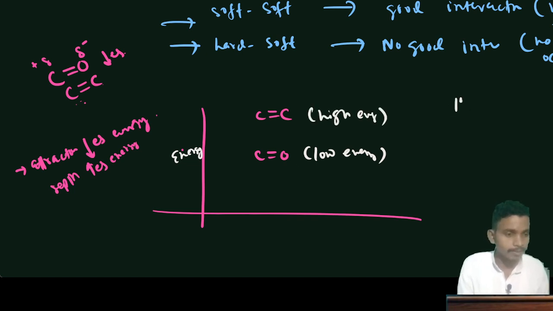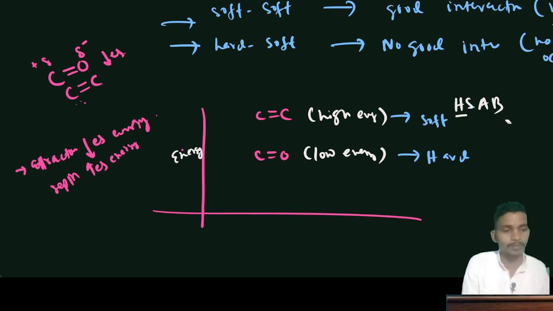So what does the HSAB principle say? First will be H, it means low energy will be hard. Okay, we will remember it likewise. So first H, first hard will come, and S means after that soft will come. So you remember from this principle, the HSAB principle.